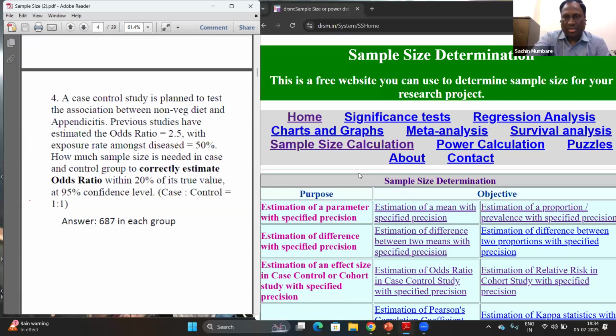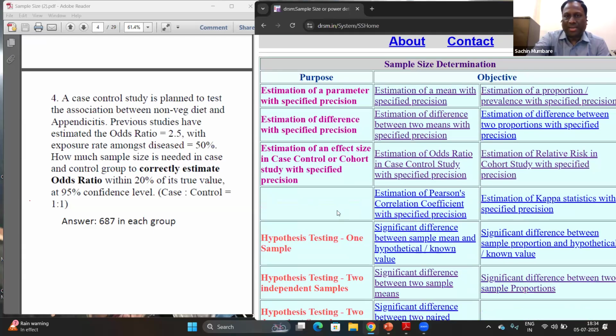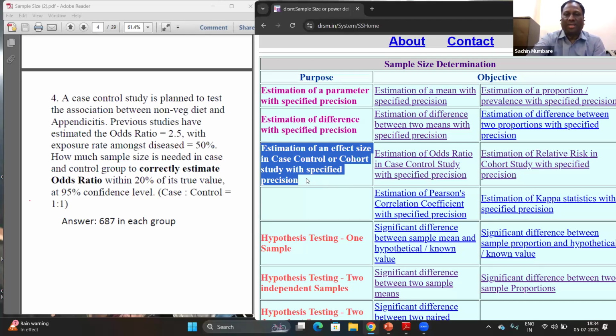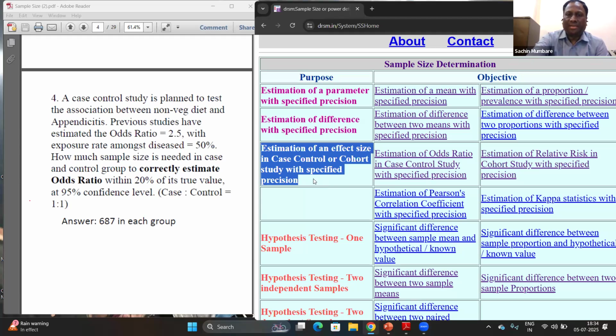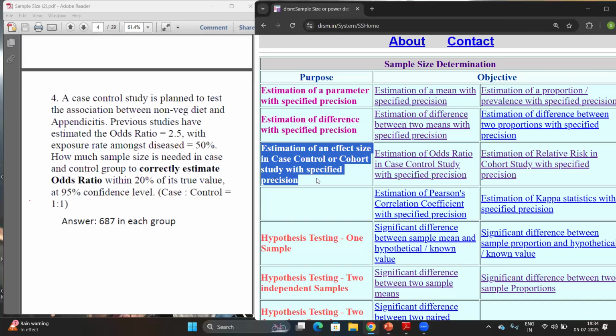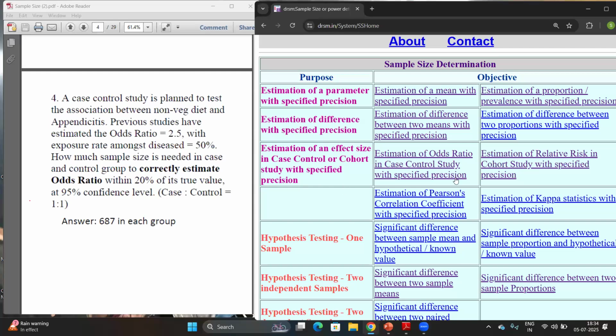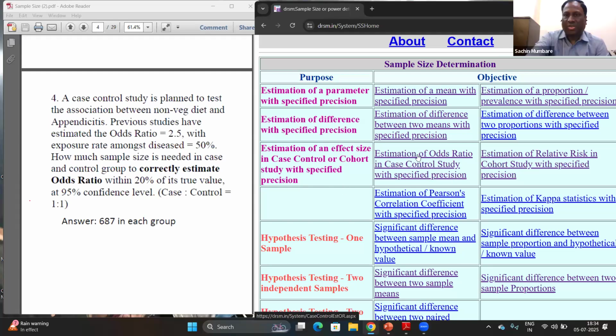Okay. So I will go to the home page of sample size, and here estimation of effect size in case control or cohort study with specified precision. Third row, can you see here? Yes, sir. So now I will click here. Our objective is to correctly estimate odds ratio within 25% of its true value.